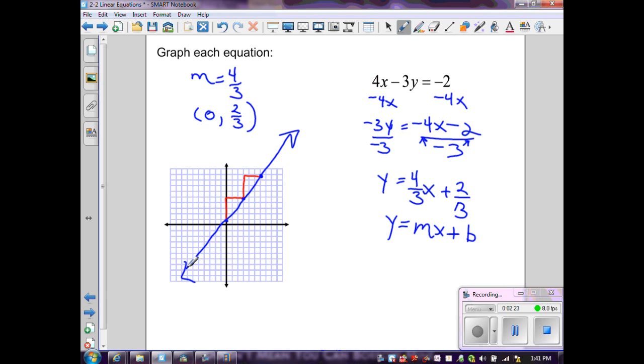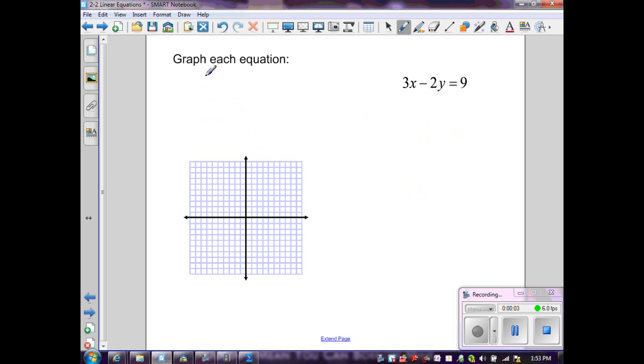Slope is positive, line is increasing, and you can see my rise over the run. 4, 3, 4, 3, and I could continue all the way up. If I plotted points using a table, or if I used x, y intercepts, I would generate the same line.